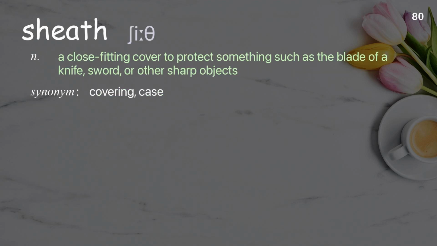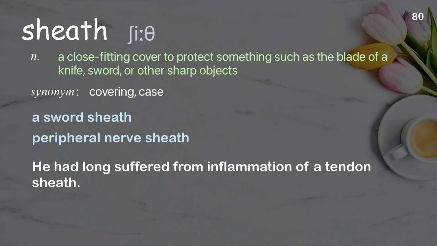Sheath. A close-fitting cover to protect something such as the blade of a knife, sword, or other sharp objects. Examples: A sword sheath, peripheral nerve sheath. He had long suffered from inflammation of a tendon sheath.